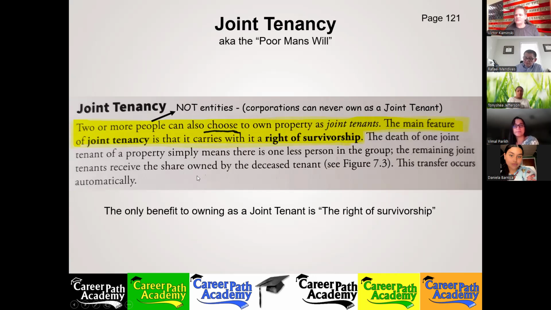The main feature of joint tenancy is it carries the right of survivorship. It's the only benefit to having this type of ownership: when one of the co-owners dies, the surviving co-owner or owners automatically equally split the shares of the owner who died. That's why a corporation can never be a joint tenant. Corporations don't die, people do. Corporation, CEO dies, they just replace him with someone else and the corporation lives on, right? Corporations live on until they're formally dissolved. So a corporation can never be a joint tenant.